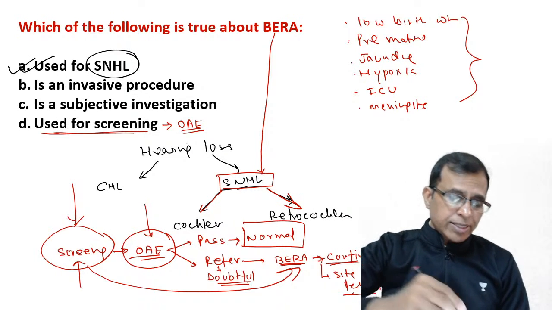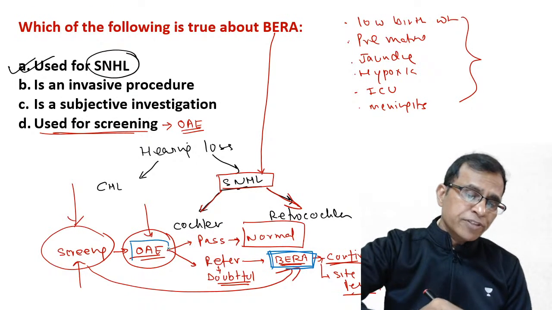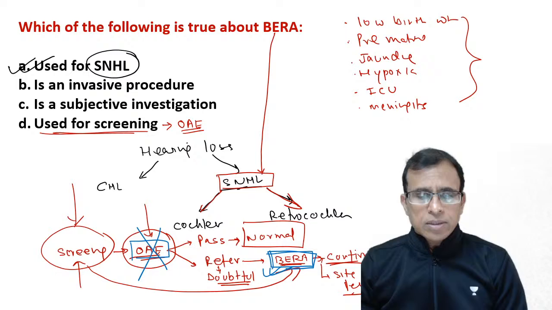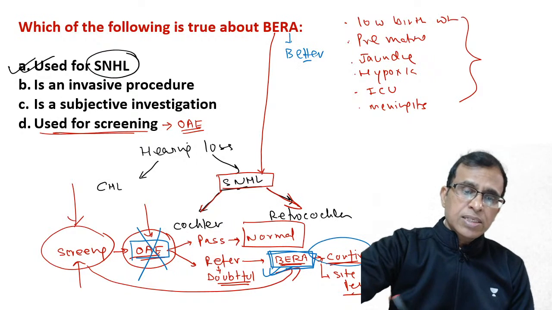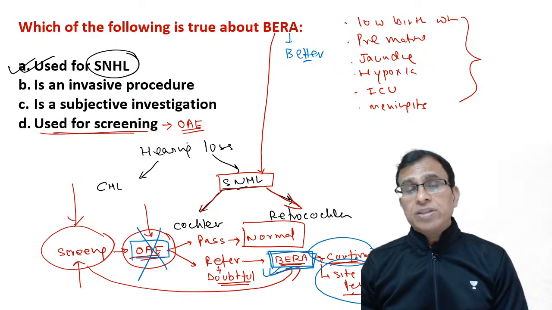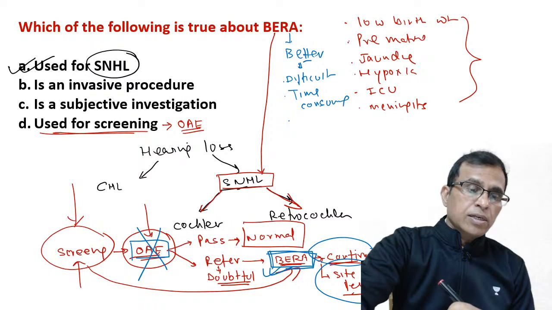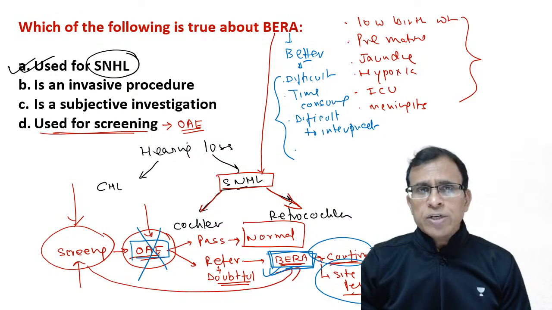Now you might ask me, sir, if BERA is going to confirm and OAE is not going to confirm, then just do BERA for screening. Don't do OAE; you don't have to do two things. BERA compared to OAE is better because it confirms and it gives you the site of lesion also. It is a better investigation. It gives you everything that you want, but it is difficult to do, time consuming, and difficult to interpret. We don't want to trouble a newborn child with all these things.